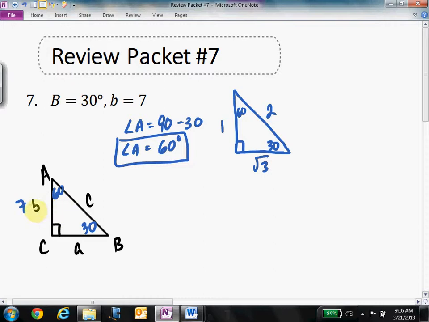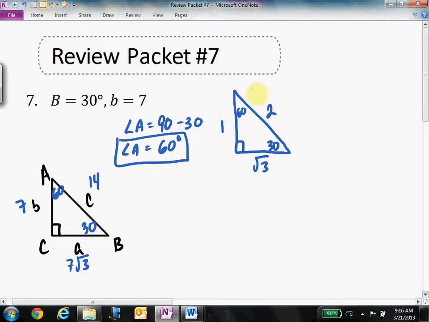So I can do that for A. I've got the side opposite the 30-degree angle. So to find side A, which is opposite the 60-degree angle, I just simply multiply 7 by square root of 3, and my answer will be 7 square root of 3. We can see the hypotenuse is double the length of the shortest side, which is opposite 30 degrees. So 1 times 2 is 2. So to get my hypotenuse, I just have to double my shortest side, which is B. So 7 times 2 will give me 14. And I've solved my triangle. Perfectly acceptable.